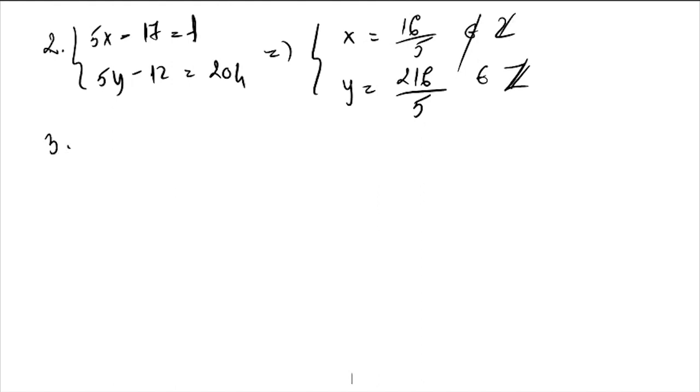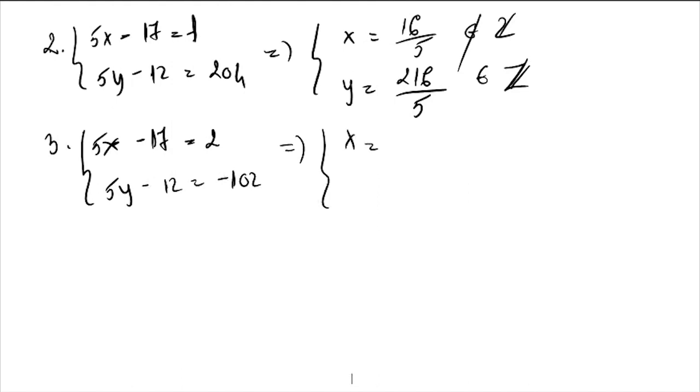The third case, 5x − 17 equals 2, 5y − 12 equals −102. It results that x equals 19/5 and y equals −18. Also, this one doesn't meet the required conditions.